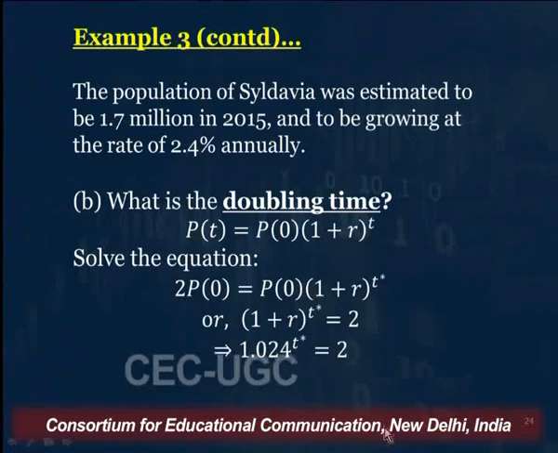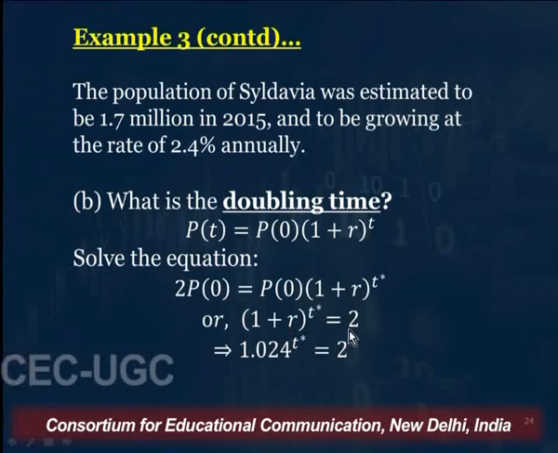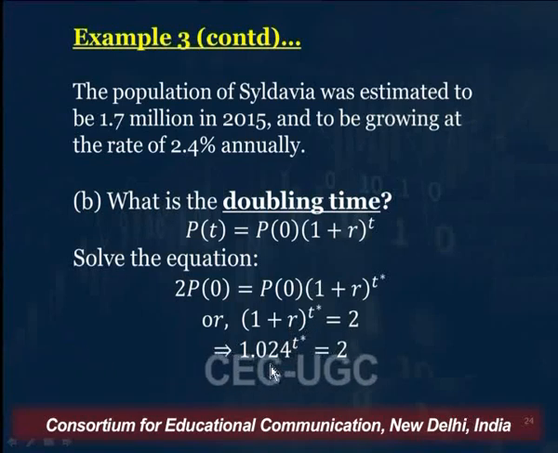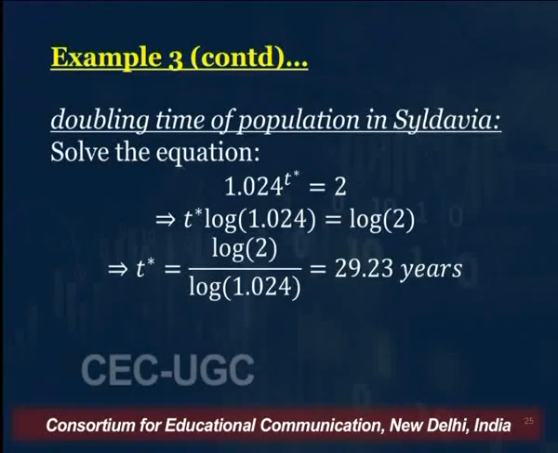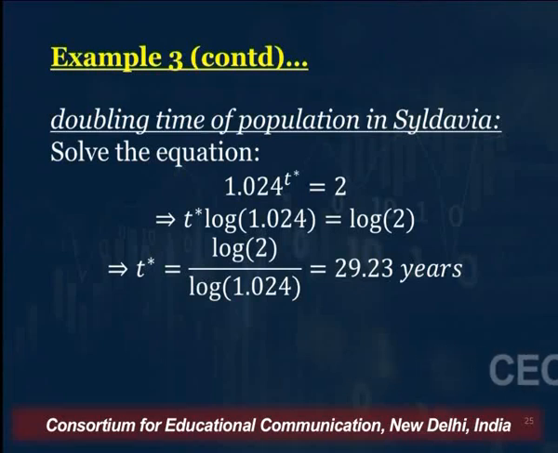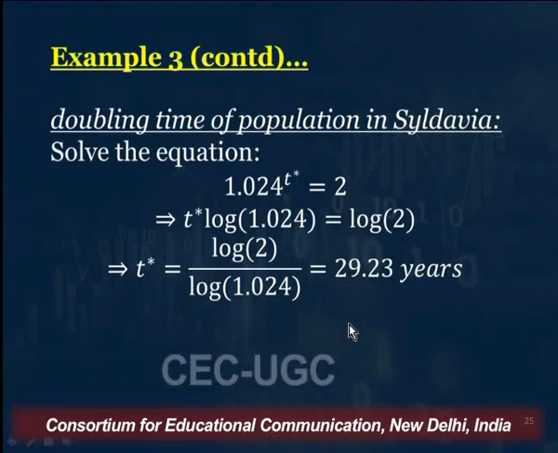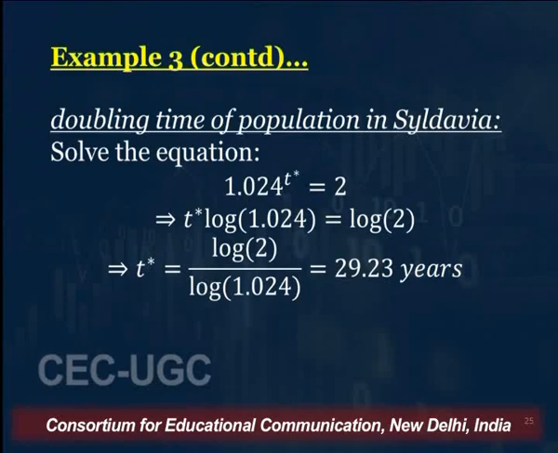So your equation becomes, which is exactly that a to the power t star format, equal to 2. So a here is 1 plus r to the power t star is equal to 2. And because r here is 0.024, our equation is 1.024 to the power t star is equal to 2. And you can solve this for t star. You can take logs on both sides or just feed this information to the calculator and see what you get. You will get 29.23 years as the doubling time, the time it takes for the population to double in Sildavia.